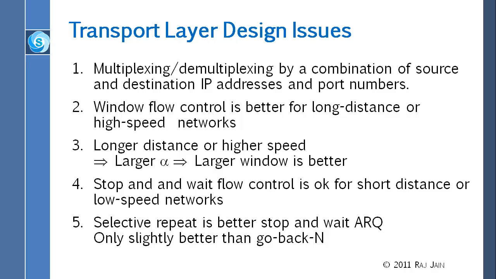Window flow control. We talked about that today, so you shouldn't have forgotten. Window flow control is better for long distance or high speed networks, which is what we have today. The longer the distance or the higher the speed, the larger the alpha and the larger the window. Now you should just put this in your brain. Whenever we see a high speed network, that's what we are working on nowadays. Most of the time it is high speed. We want to go from 10 gigabit to 100 gigabit to bigger and bigger. We need bigger and bigger windows.